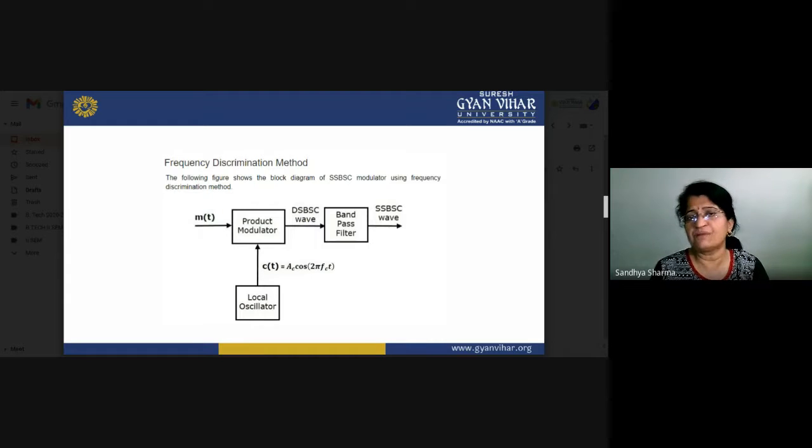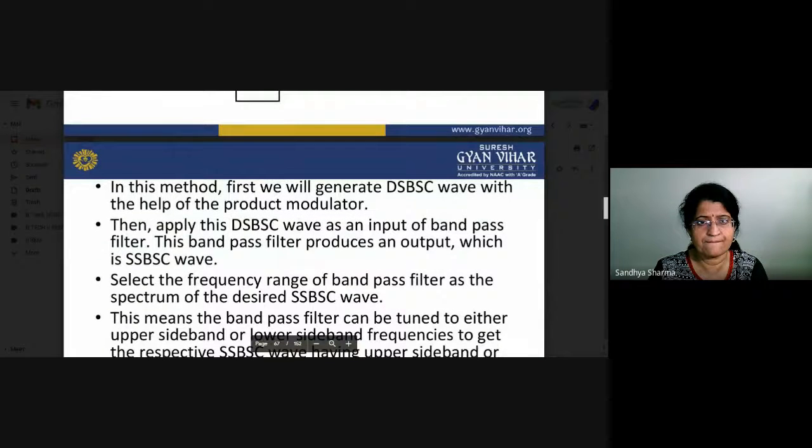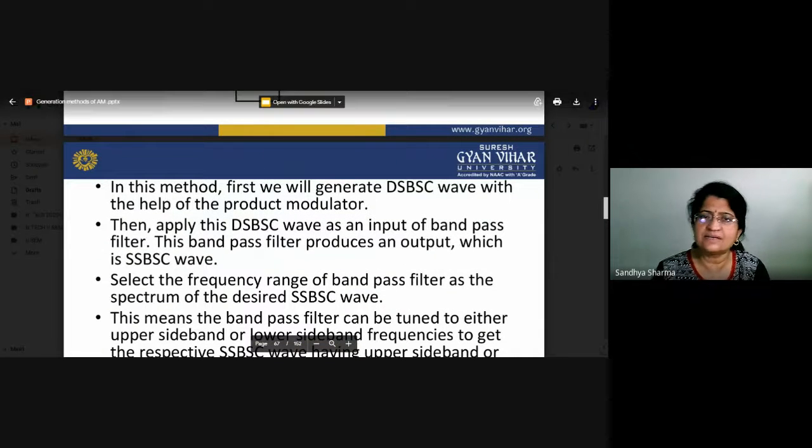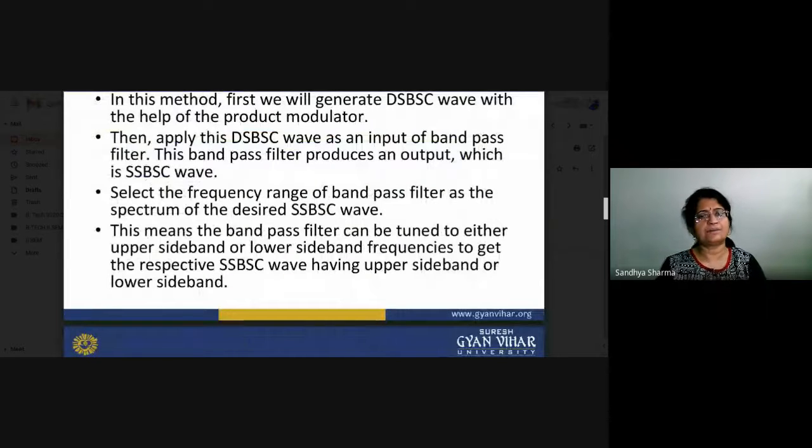So what is the role of the band pass filter? In the DSB-SC wave, you have both sidebands, upper sideband and lower sideband. According to your requirement, you have to opt for either the upper sideband or the lower sideband. So you will design the band pass filter accordingly, and that particular band of frequency will be passed through this filter. So this band pass filter is tuned for either the upper sideband or lower sideband signals.